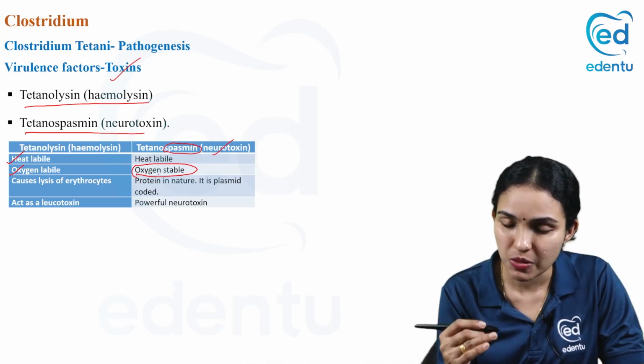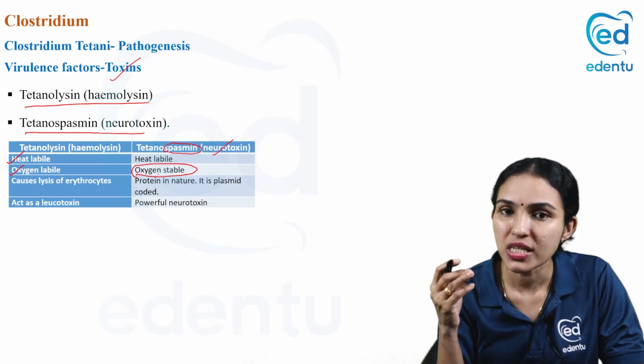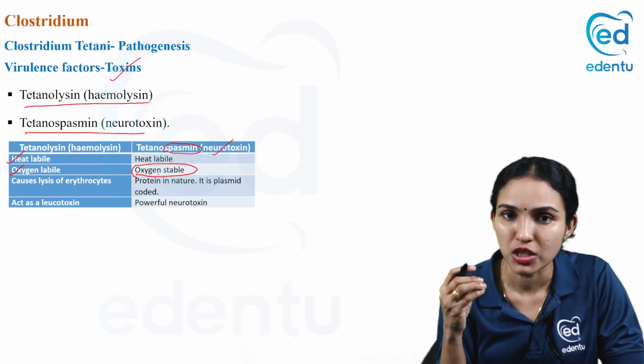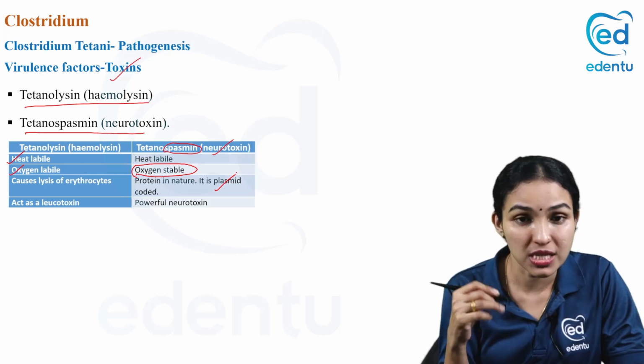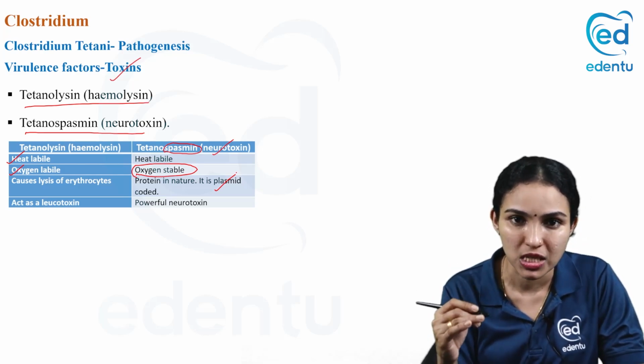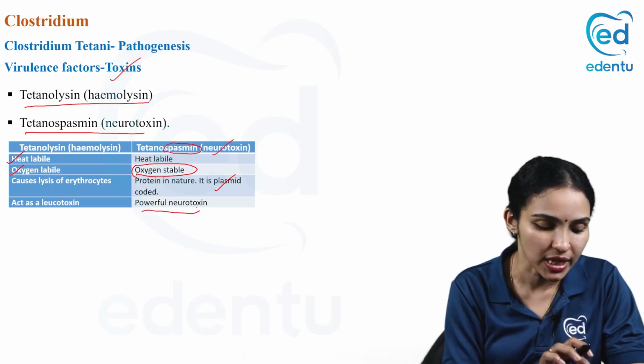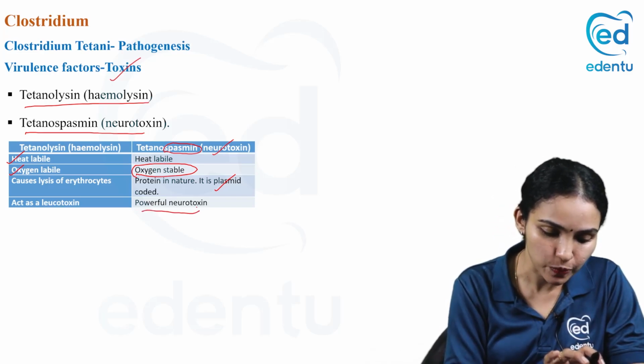And what is tetanospasmin? It is protein in nature. It's an exotoxin. And how is this tetani able to produce the toxin? This property is derived from a plasmid. It's a plasmid-coded property, this toxin production. It's a very powerful neurotoxin. You can see how it acts in the mechanism of action.